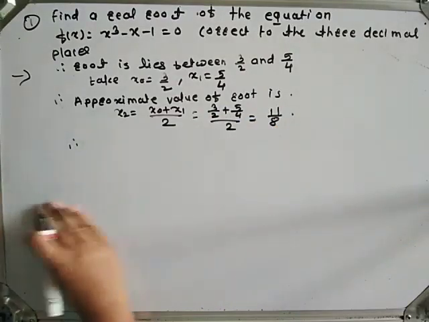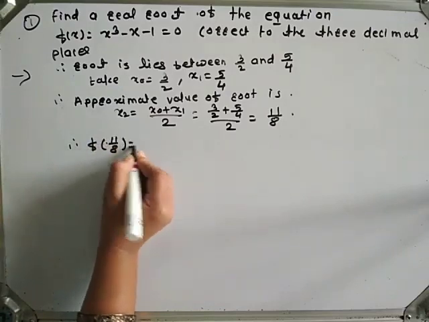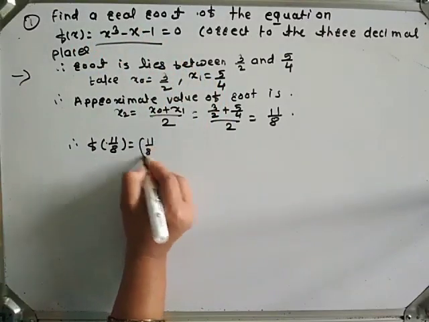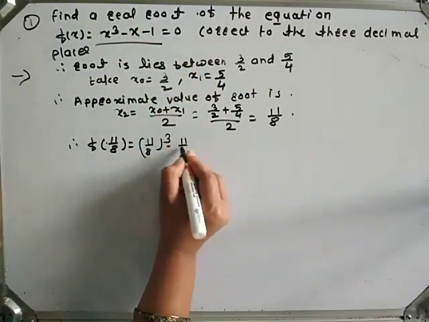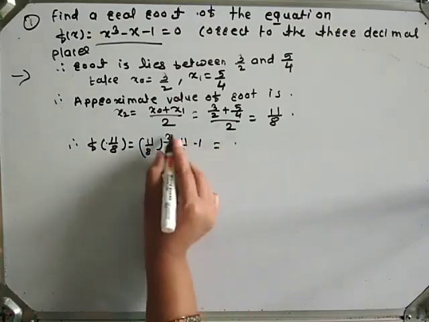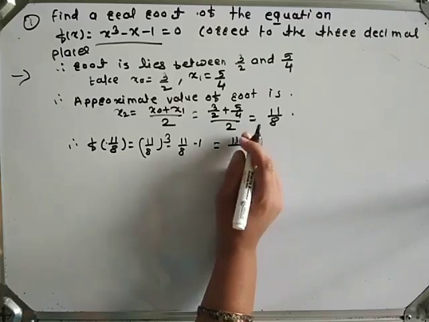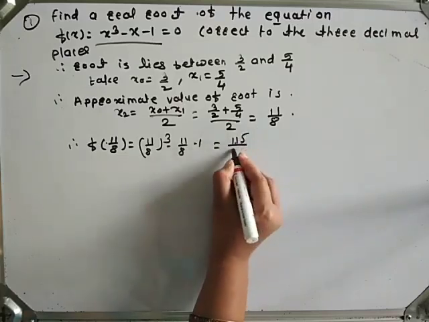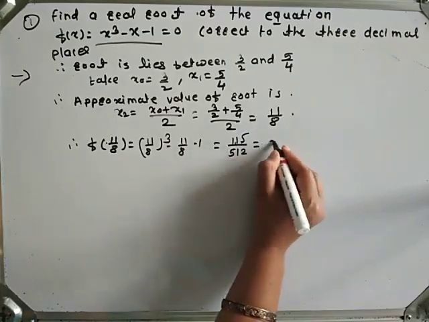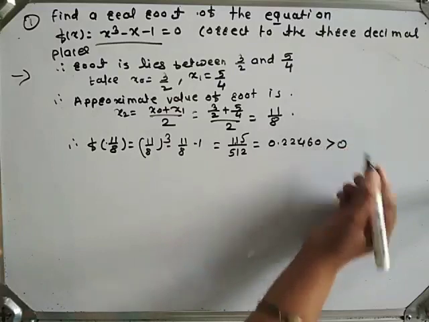Now we find the value of the function at 11/8. What is f of x? x cube, that is (11/8) cube minus 11/8 minus 1, which is equal to, after solving this term, we get 115 upon 512, which is equal to 0.22460, greater than 0.